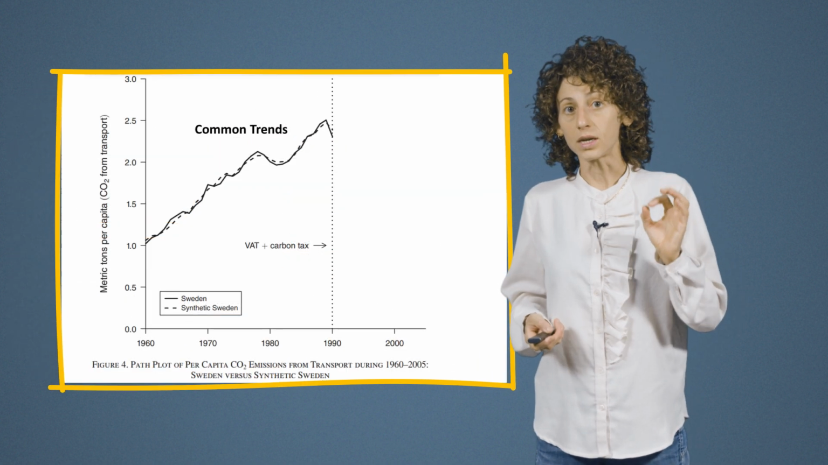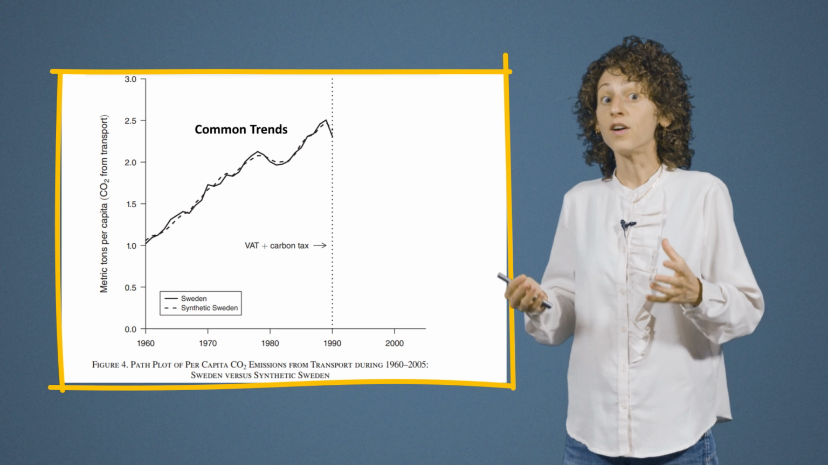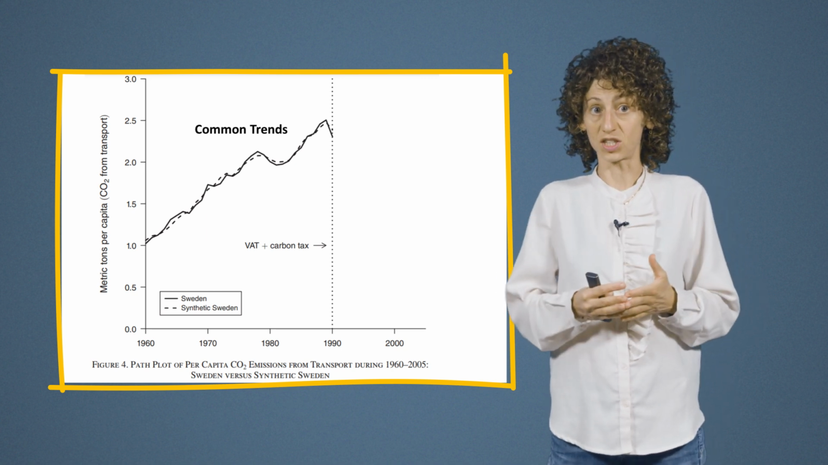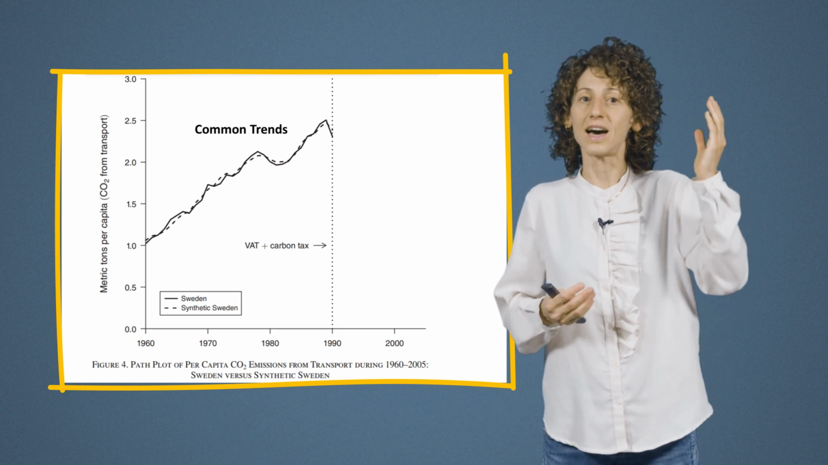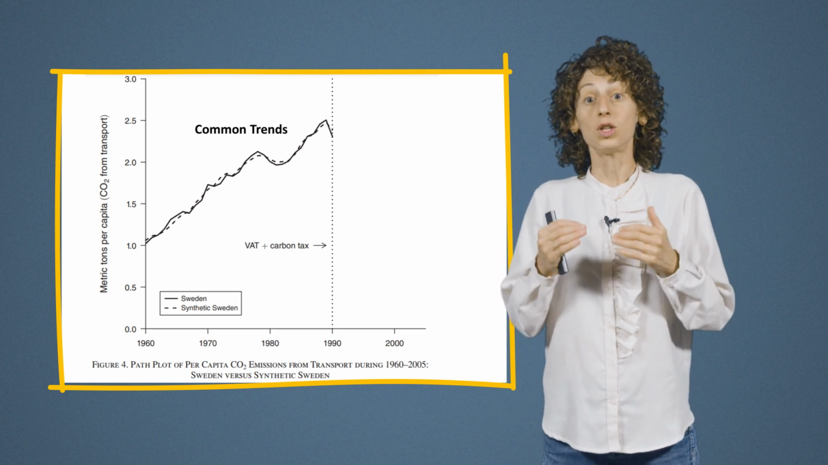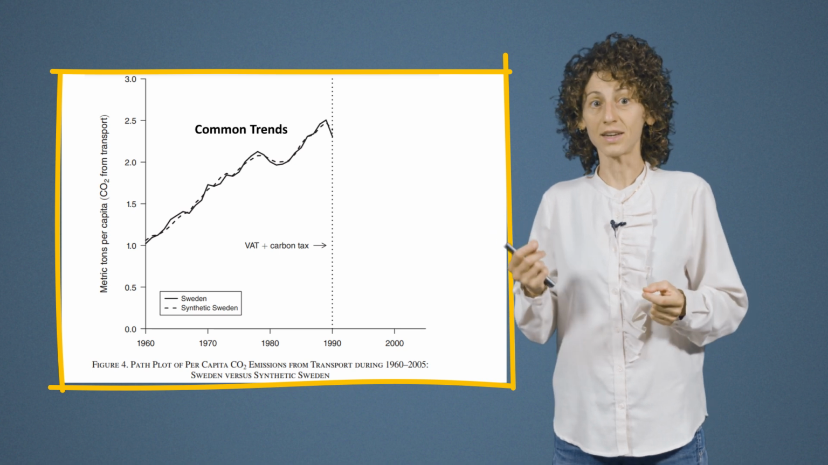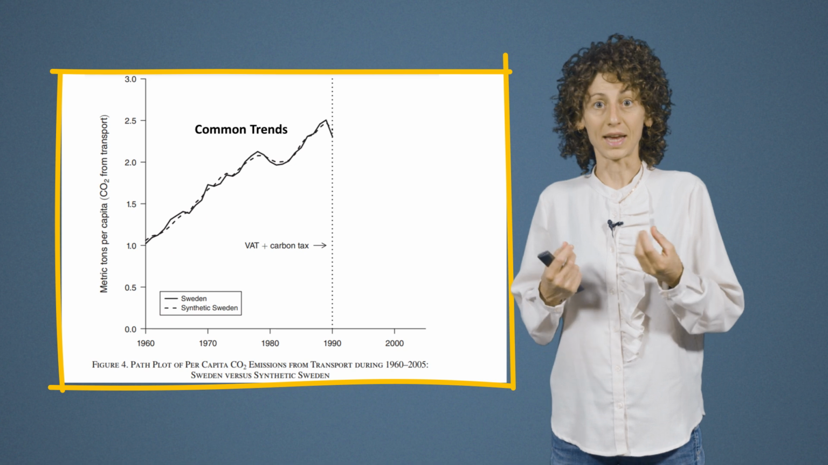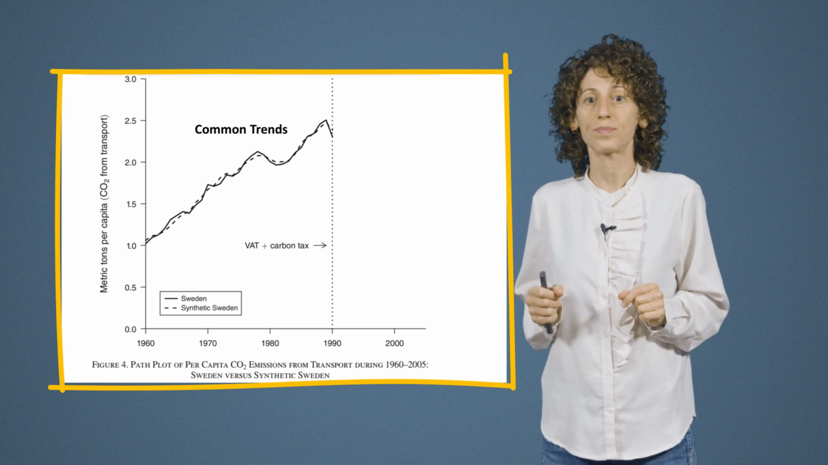The key thing is that this weighted average of many countries very well represents Sweden before the tax introduction, as seen in the graph. The y-axis is the carbon emissions, and the x-axis is time. The dotted line is the synthetic Sweden, the solid line, actual Sweden. Now you see, synthetic Sweden and actual Sweden are very similar before the tax was introduced.